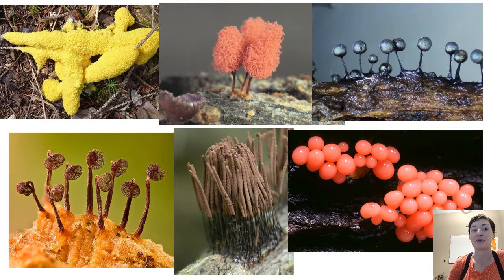So here's a bunch of slime molds. These are all in the Myxogastria. They are diverse in appearance, but they all have that same strategy where they're initially this slimy plasmodium crawling around, eating bacteria, and then once they are triggered to make spores, they make these very different looking spore making structures.